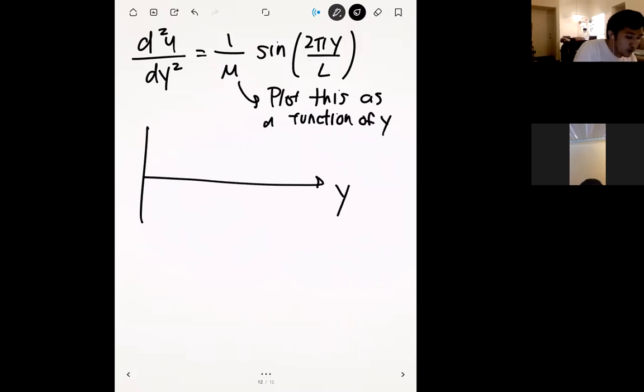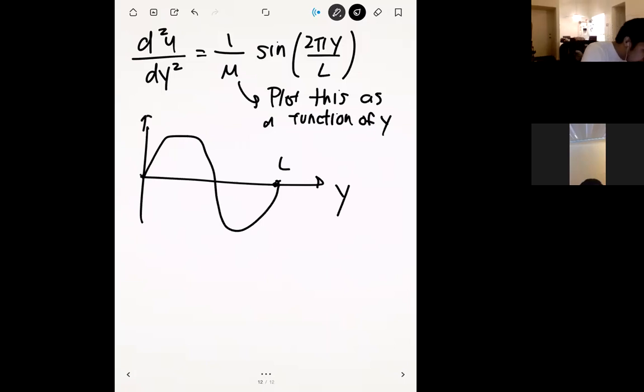So I'm going to do something weird. I'm going to put the y-axis on the x-axis just because I can draw sine waves this way, but it's hard for me to draw sine waves that way. And so if we actually draw this out, it looks like this, okay? Where this is L right here.